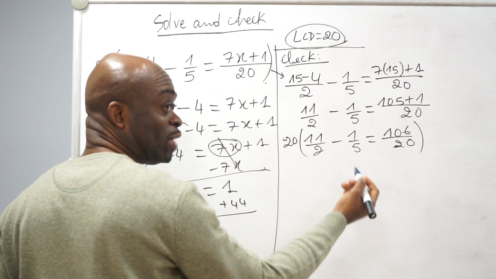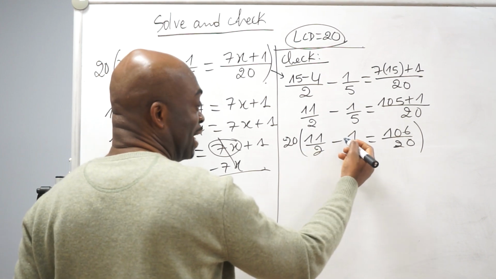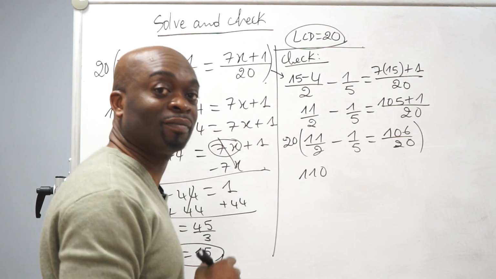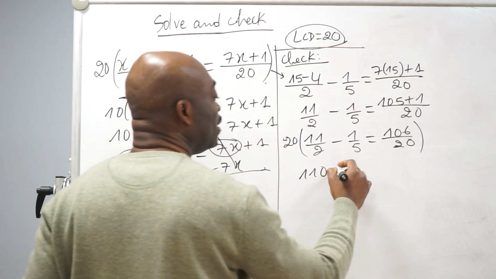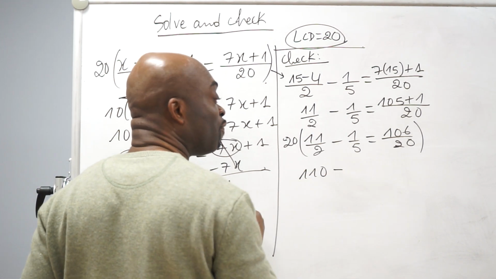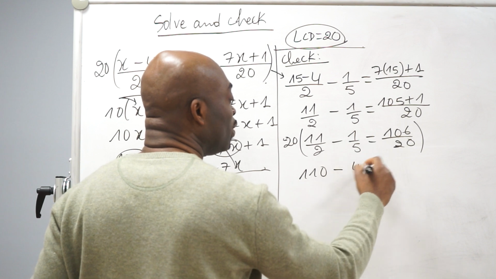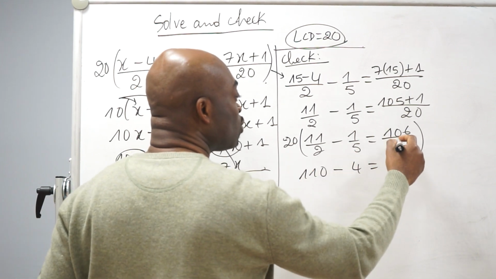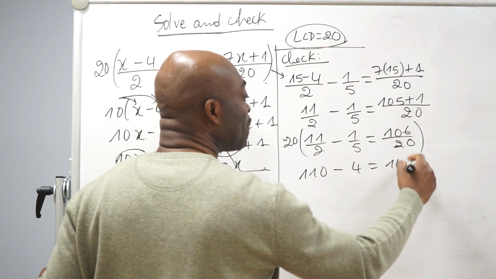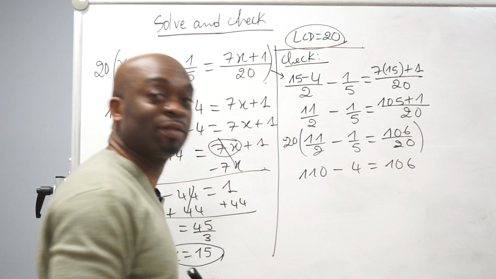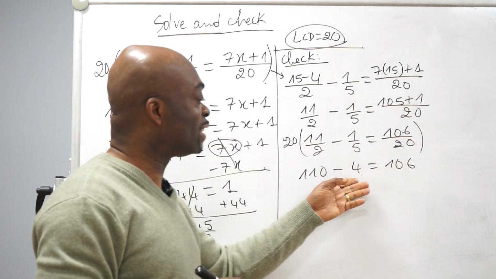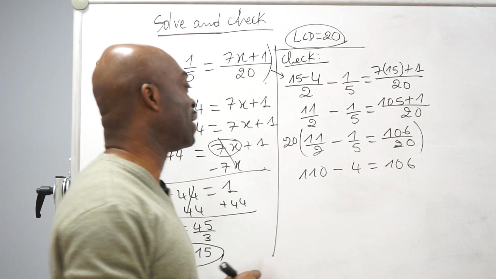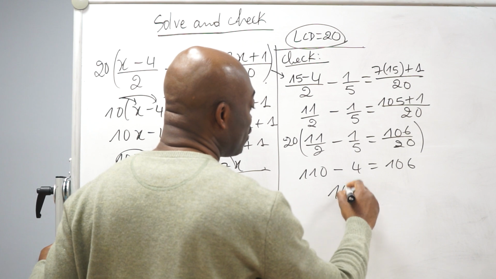So 20 divided by 2 again, it's going to give you 10 times 11. Okay, so 10 times 11 is 110. All right, simple operation there. Minus 20 divided by 5, which is 4. So 4 times 1 is 4. And that would be equal to, then 20, so this one here, that would be 106, because 20 crossed out. Okay, so now 110 minus 4, which is on the left side, we got to combine them. So is 110 minus 4 equal to 106? Yes.